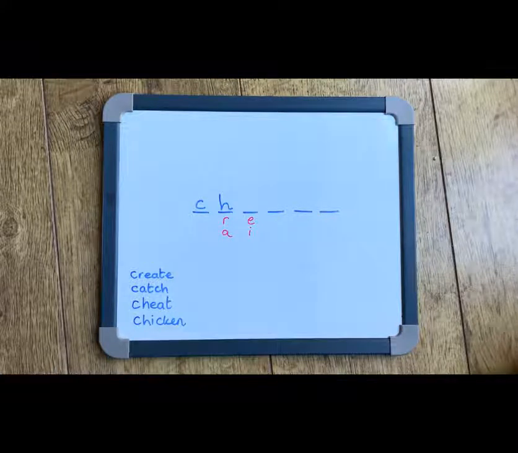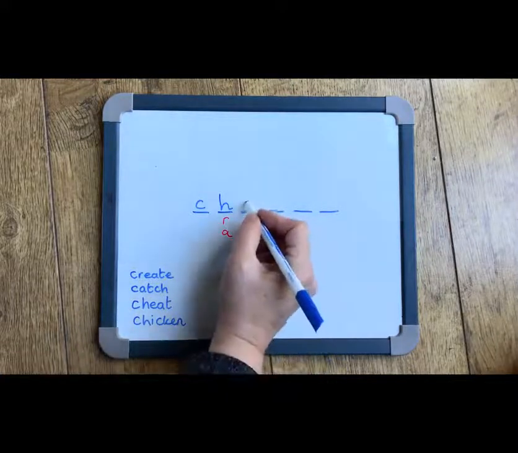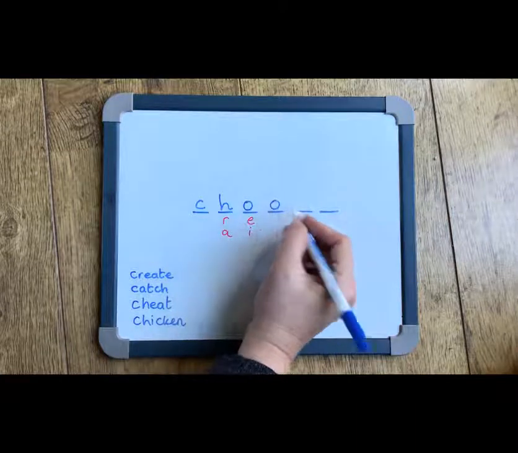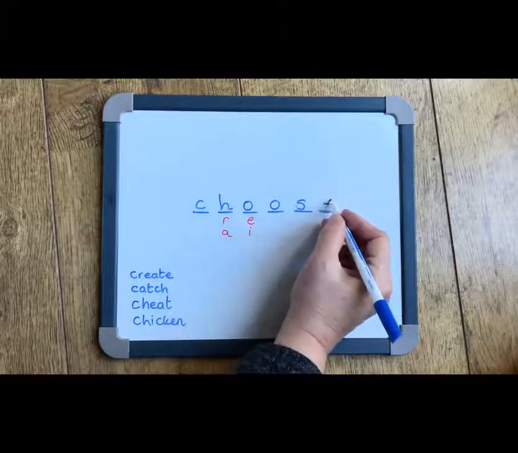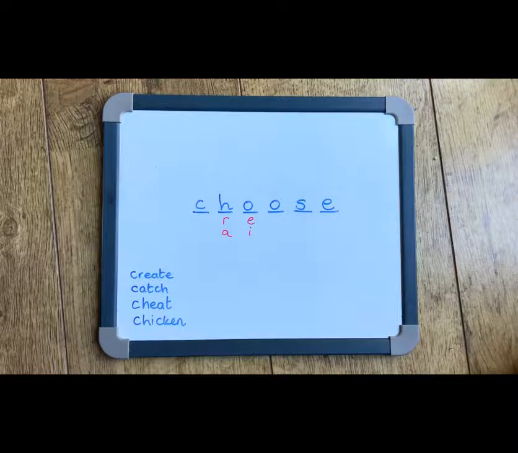So the game continues like this until the student has actually chosen the correct word. This one would have been O, O, S, E for choose. So that is a game of what comes next.